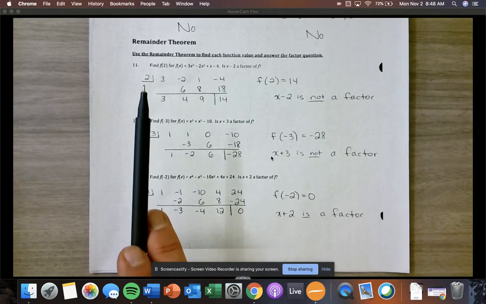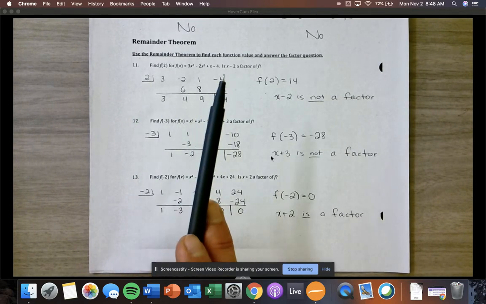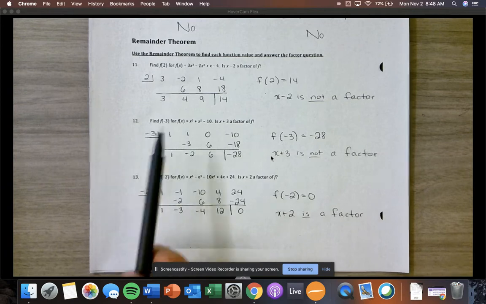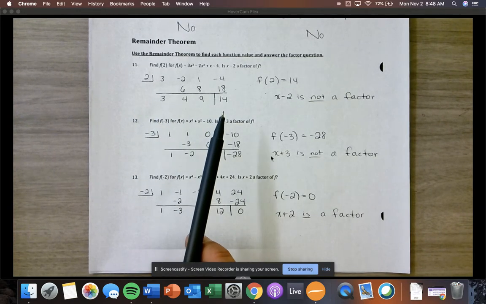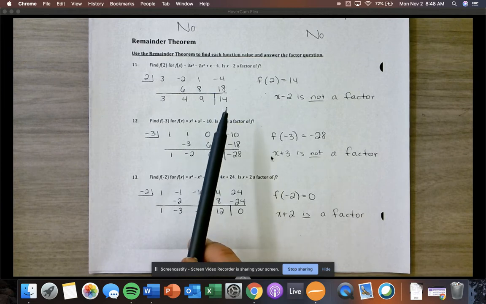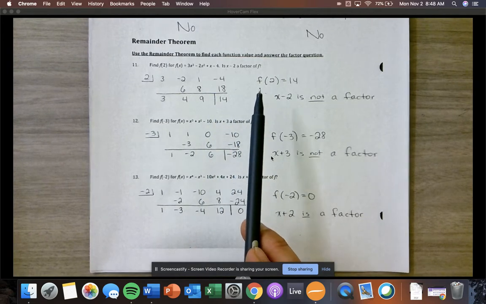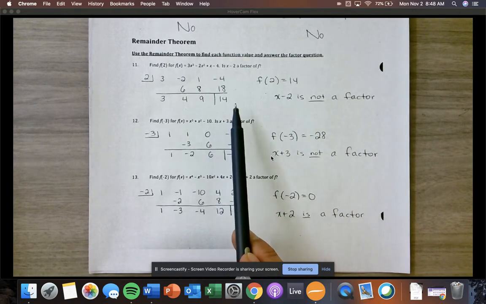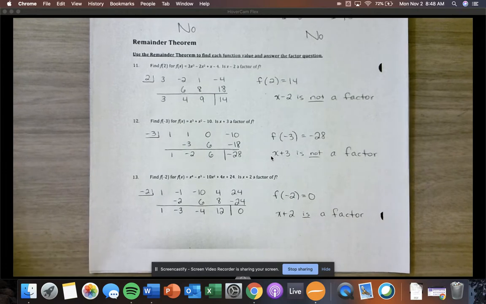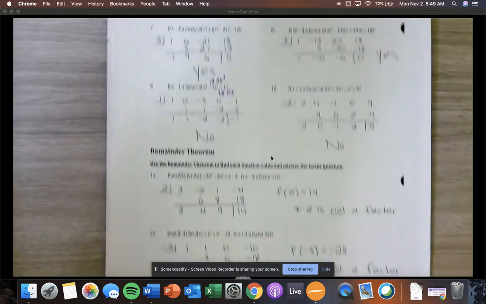All right, if we do synthetic division, plugging in this 2, which is also the root of x minus 2, right, we do the synthetic division just like we were doing up top, and we get a remainder of 14. What that means is that the function value at 2 is 14. And because we have a remainder, x minus 2 is not a factor. All right, so if you want to take a second, you can pause here and look at the answers for this one as well, but you all solve them the same way. So let's keep going.